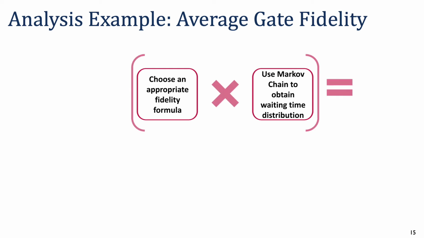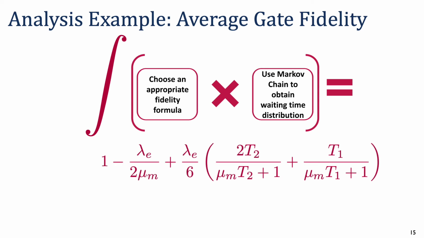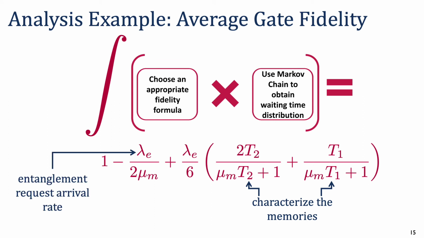We then integrate their product, and we are able to obtain the average fidelity as a function of the memory lifetimes, T1 and T2, as well as the model parameters, such as lambda E, which represents the entanglement demand rate, and mu m, which represents how quickly the state transfers can be executed. We can do a similar procedure to obtain the entanglement fidelity.